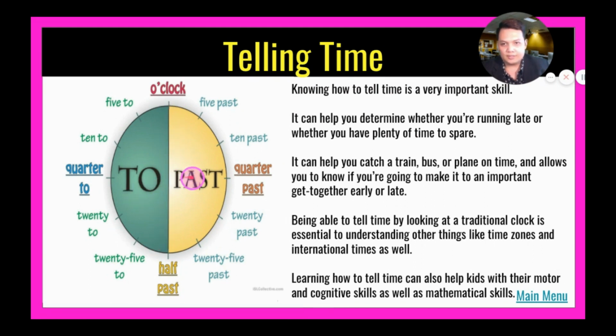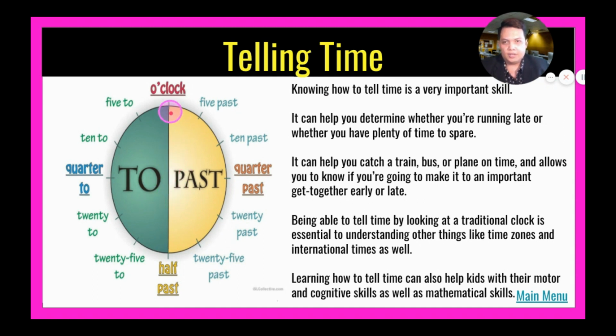As you can see, we have the yellow part and the green part. And on the yellow part, we have the word past. So everybody say it again, past. Okay, very good. Now on the green part, we have the word to. All right, so later on, I'm going to tell you how we are going to use these two words.